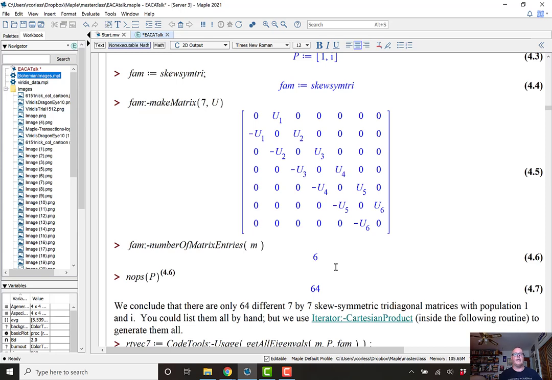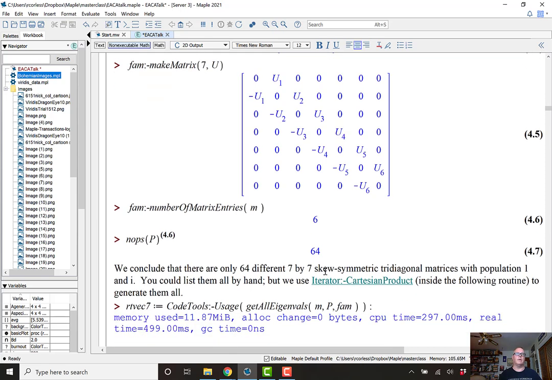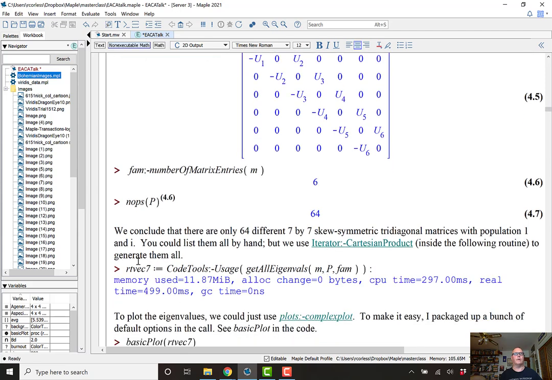We could list those all by hand. But in fact, the code that I wrote uses an iterator in the iterators package, and it's rather good. So that will just cycle through all the possible ways of writing or choosing U1 through U6, and we can compute all the possible eigenvalues. So I make all of those matrices, all 64 of those matrices, and I compute all of the eigenvalues for all of those things, and I put those in a vector called RTVec7. And that took a third of a second, approximately.